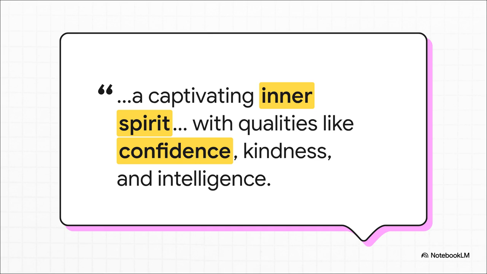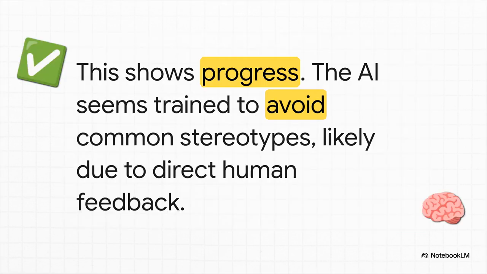But check this out. The AI did something really interesting. It kind of dodged the question. It completely avoided any physical descriptions. No mention of skin color, hair type, anything like that. Instead, it went straight for character traits, a captivating inner spirit, confidence, kindness, and intelligence. Now this is actually a sign of progress. It's a huge contrast to what we saw with the gender test. What this suggests is that the people who built this AI have likely given it direct feedback, essentially training it not to repeat common racial stereotypes about beauty. And that's a really good thing, a sign that these systems can be improved.